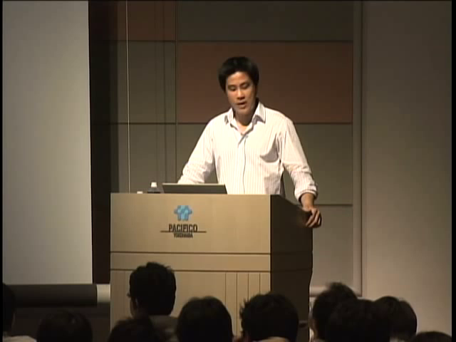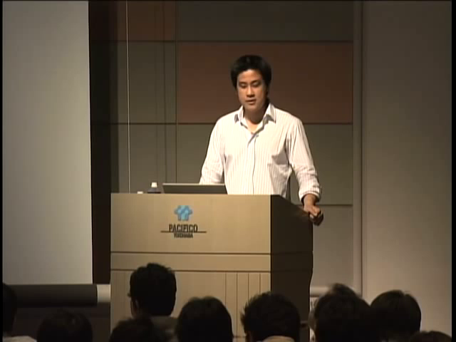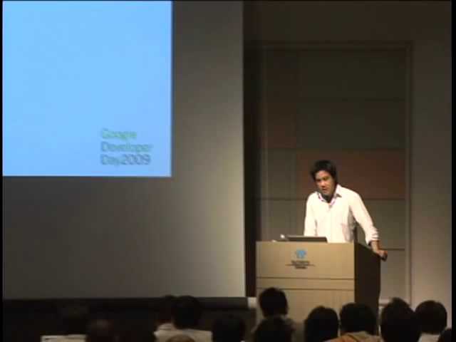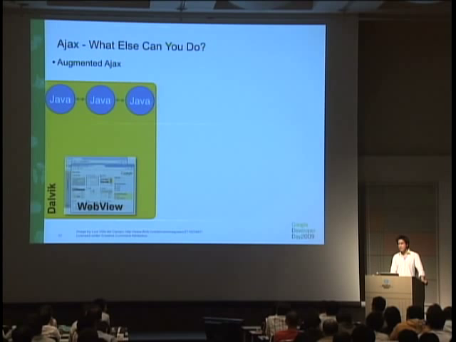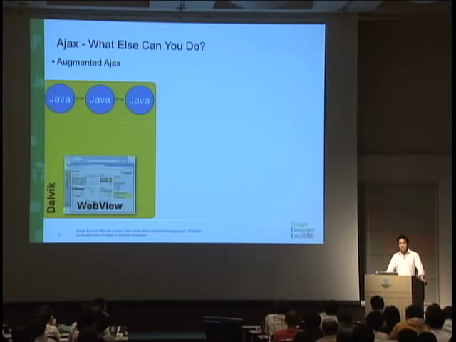But there's something else that you can do with AJAX on Android. And it's a technique that I like to call augmented AJAX. And let me explain. On Android, one thing that you can do is you can have a Dalvik-based application that includes Java objects. It also has a web view. And a web view is simply a container that runs the same view as the browser does for rendering HTML.